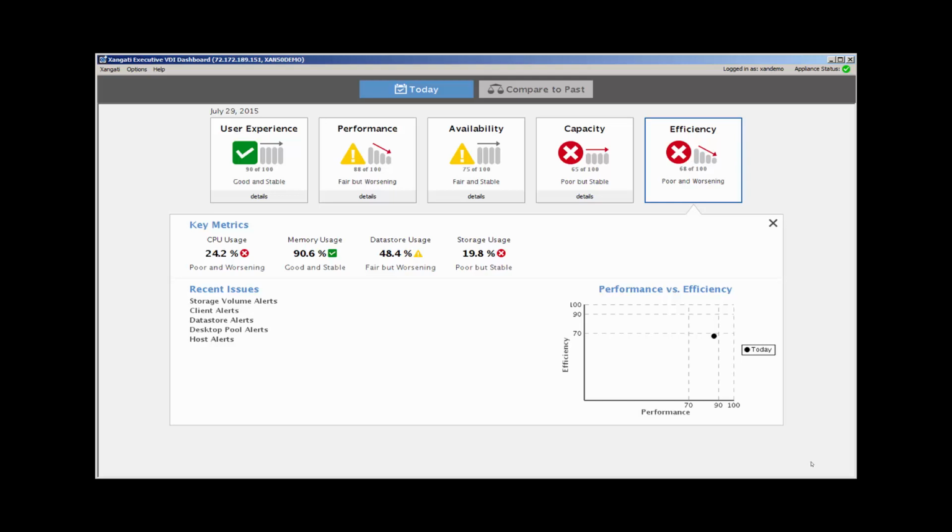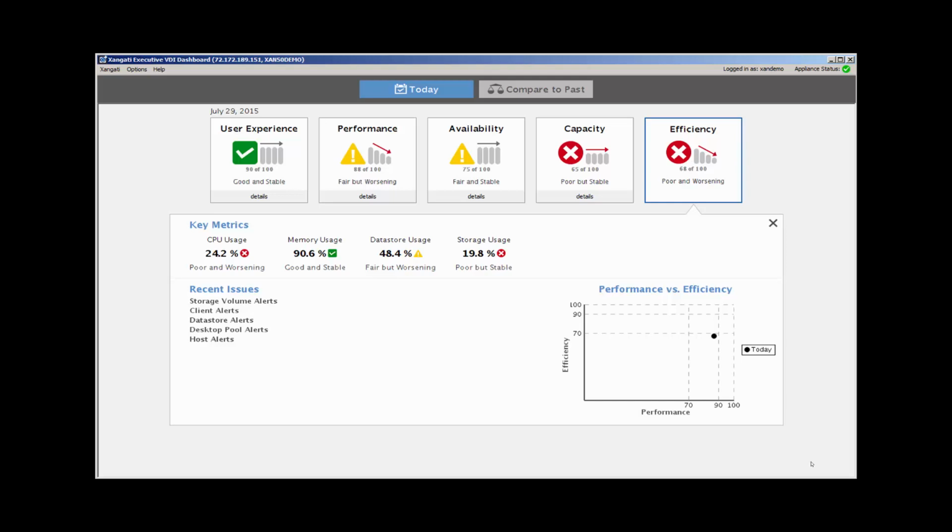So again, we see CPU utilization at 24%. That's kind of low from an efficiency standpoint, whereas with memory utilization, you're getting your money's worth on your memory and also on your data store usage. But storage, you're only using a fraction of what's actually there.